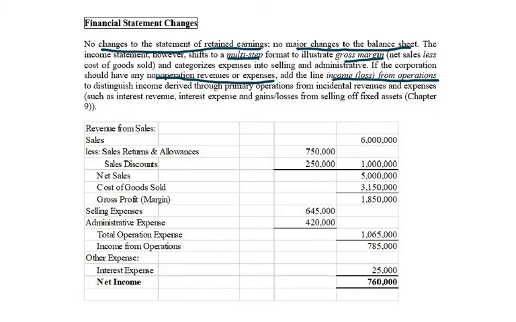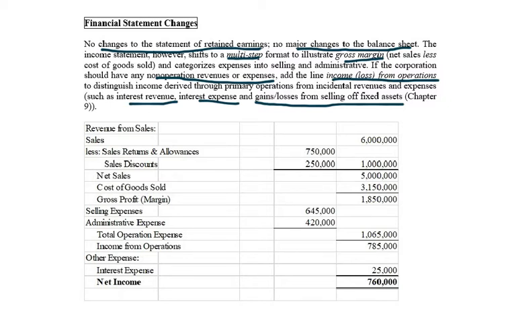All right, and we already talked a little about interest revenue and interest expense, and in a later chapter, we might talk about gains or losses from selling off fixed assets, which is in chapter 9. Again, those are not part of your operations, but they will affect your net income. So they'll go below that income from operations line. This example does not refer back to anything in any of the previous parts of the handout or videos for this class. So this is just a fresh example.